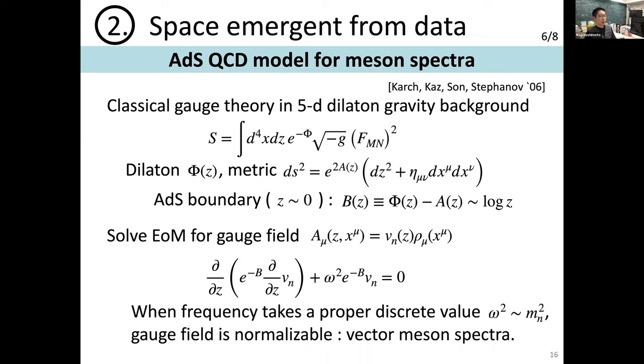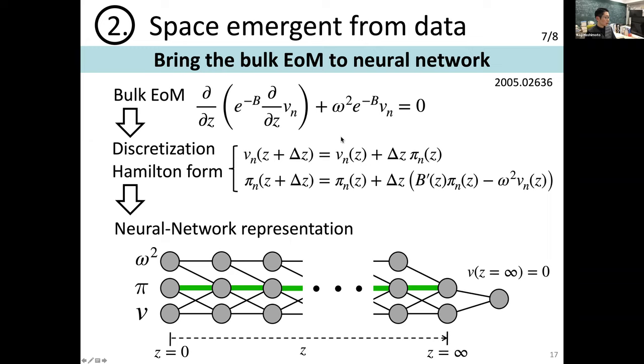So now I want to do it backwards. For given experimental data of rho mesons, can you find this A of z backwards? That's the question. The strategy is almost the same. First, I use this vector equation of motion, and then I make it into a Hamilton equation, then discretize the z direction, and prepare a neural network representation for these equations. And then the input is the data of the meson mass, and the output is that the vector field is equal to zero at the infrared, which is the normalizability condition, and that's it.